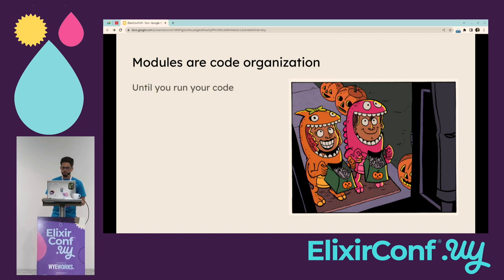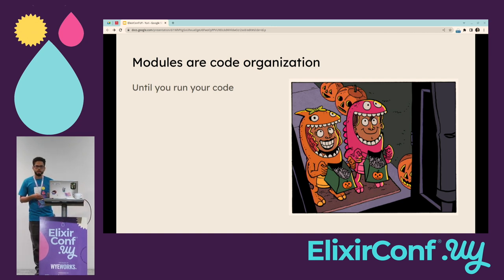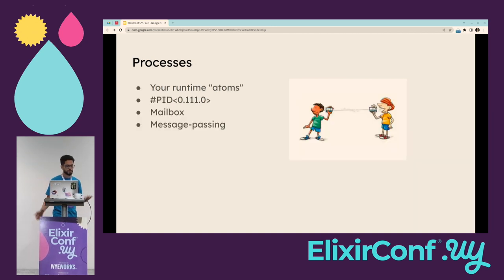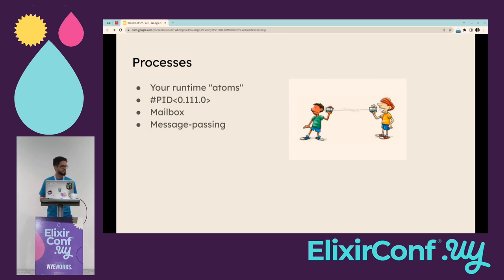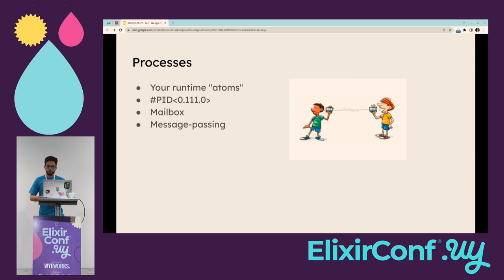When you run your code, your modules won't be singletons, but you will have at runtime what we call processes. Processes are the ones that carry your modules. They will make calls and use your modules. They won't become your modules, right? So processes are your runtime atoms. You can think of them as the smallest unit of your runtime.